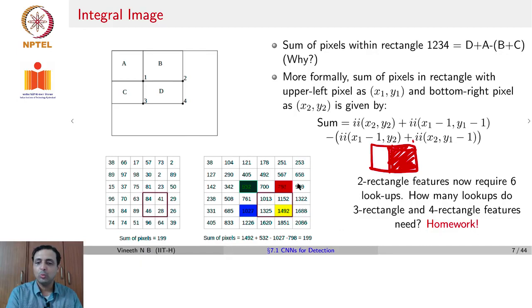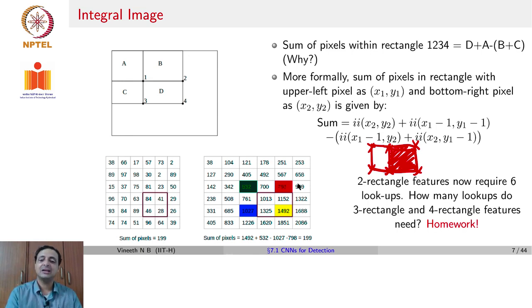Why so? You would need one lookup for all of these corners. So there are 6 corners here, including the middle ones. You'll need those 6 lookups and you'll be able to compute what would be the output of the Haar filter without actually doing any kind of a convolution. You can just look up the integral image and be able to get these values.